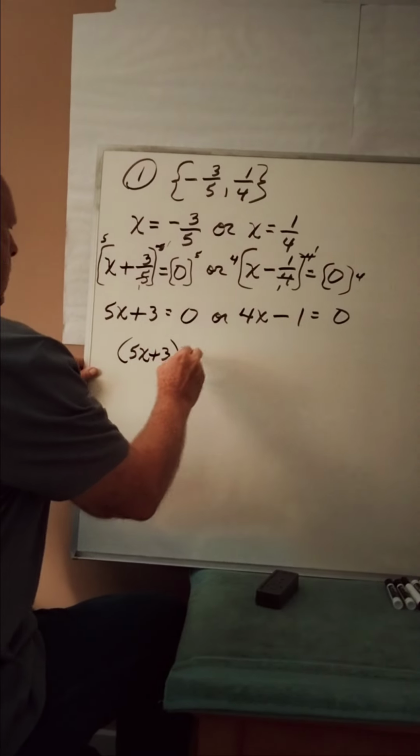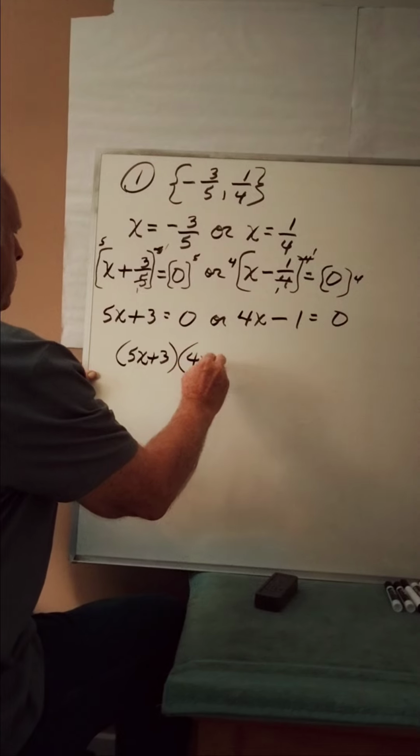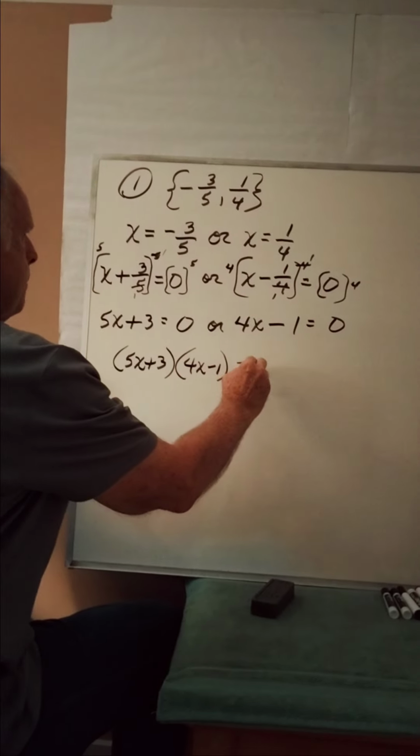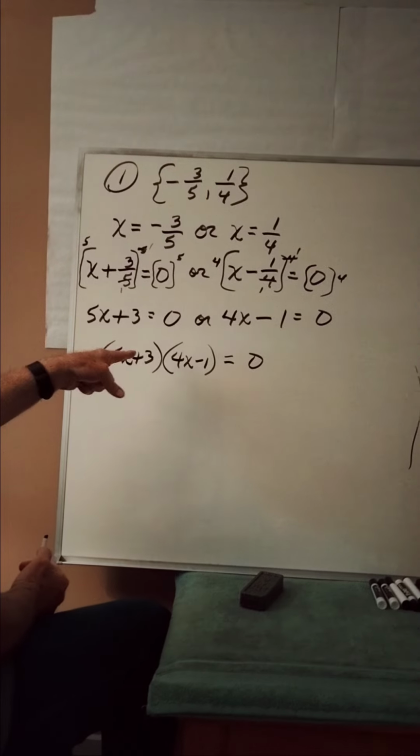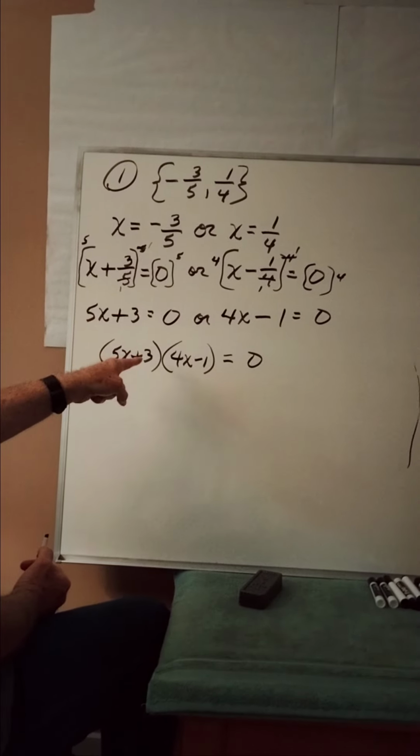And right beside it, we're going to tuck the 4x minus 1. And both of them are going to be set equal to 0. And now the final step that we do is FOIL those two binomials.